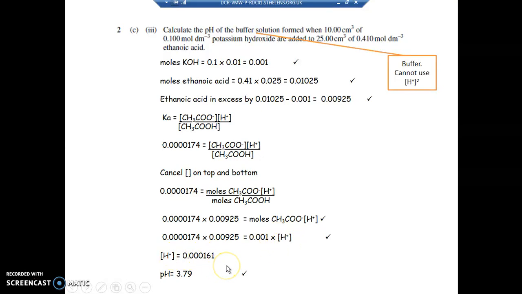That'll equal 0.000161. Minus log to the base 10 of it, you've got the pH of the buffer solution. Is that correct? pH 3.79, with ethanoic acid in excess. Yes, that looks like the pH of a weak acid.